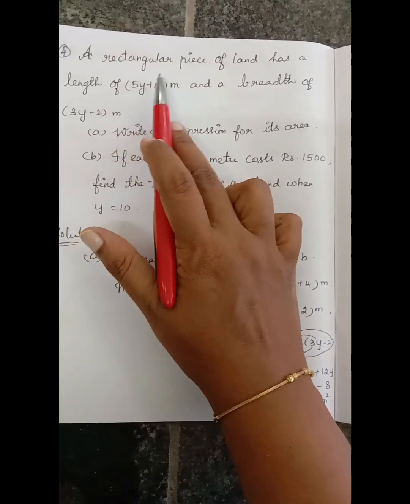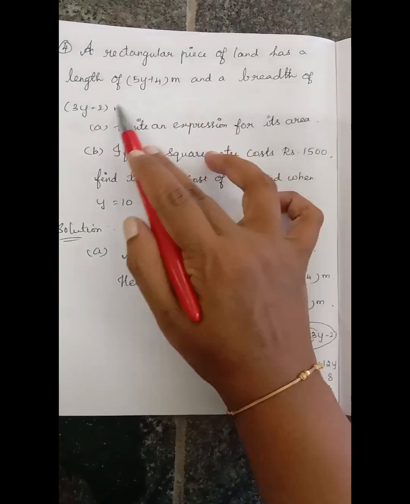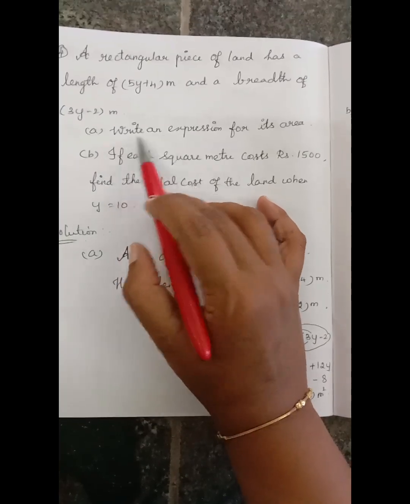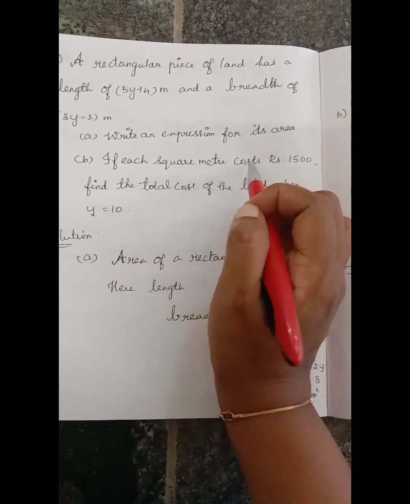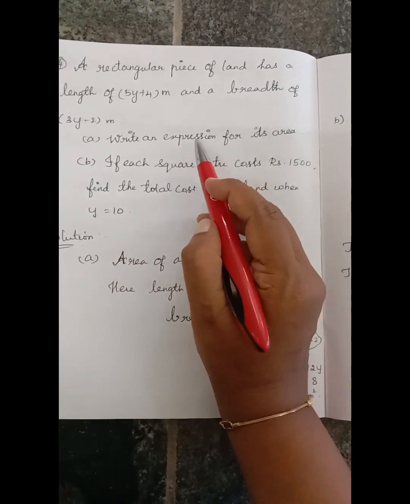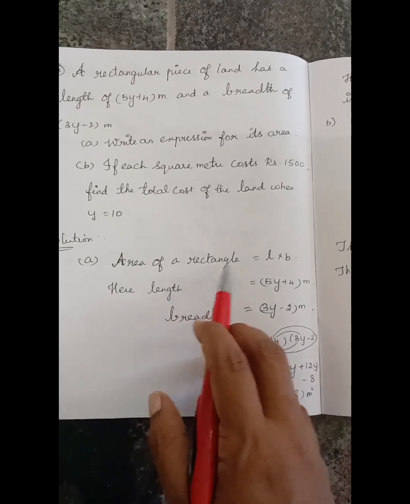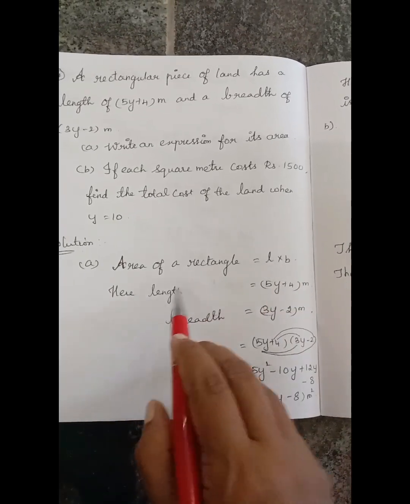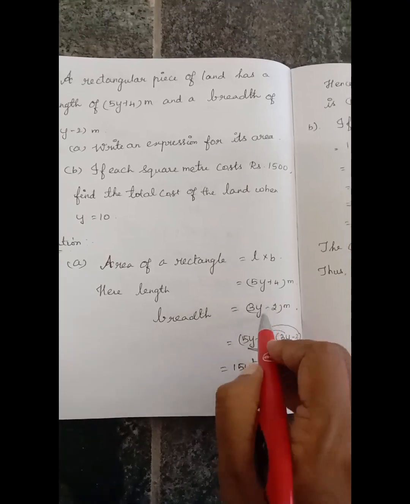Next question is, a rectangular piece of land has a length of 5y plus 4 meter and a breadth of 3y minus 2 meter. First, write an expression for its area. Second, if each square meter costs rupees 1500, find the total cost of the land when y equals 10. So first we have to find the area of the given rectangle. Area of a rectangle formula is length into breadth. Here length value is 5y plus 4 meter, breadth value is 3y minus 2 meter. Just we have to multiply length into breadth.